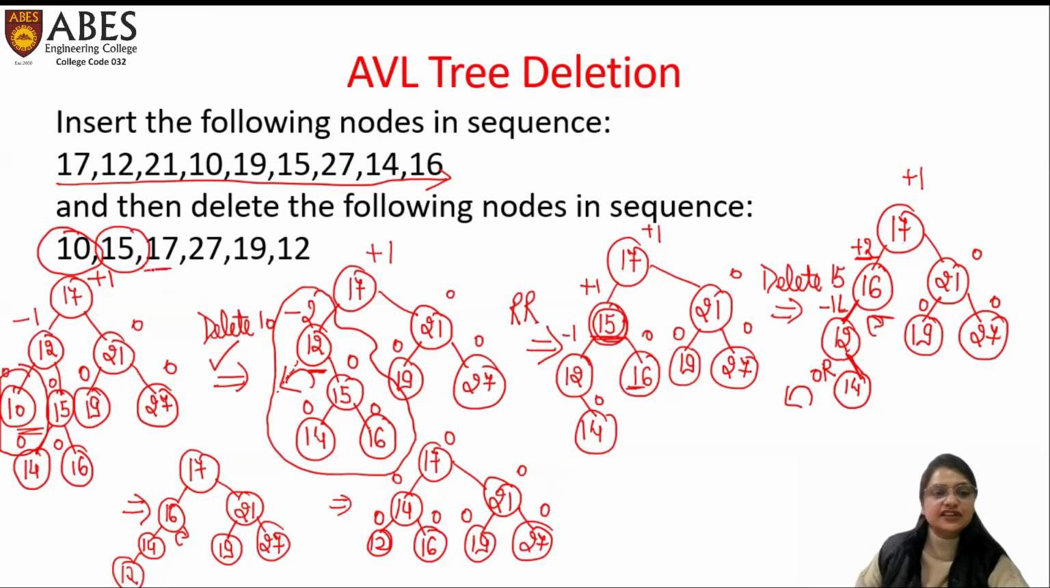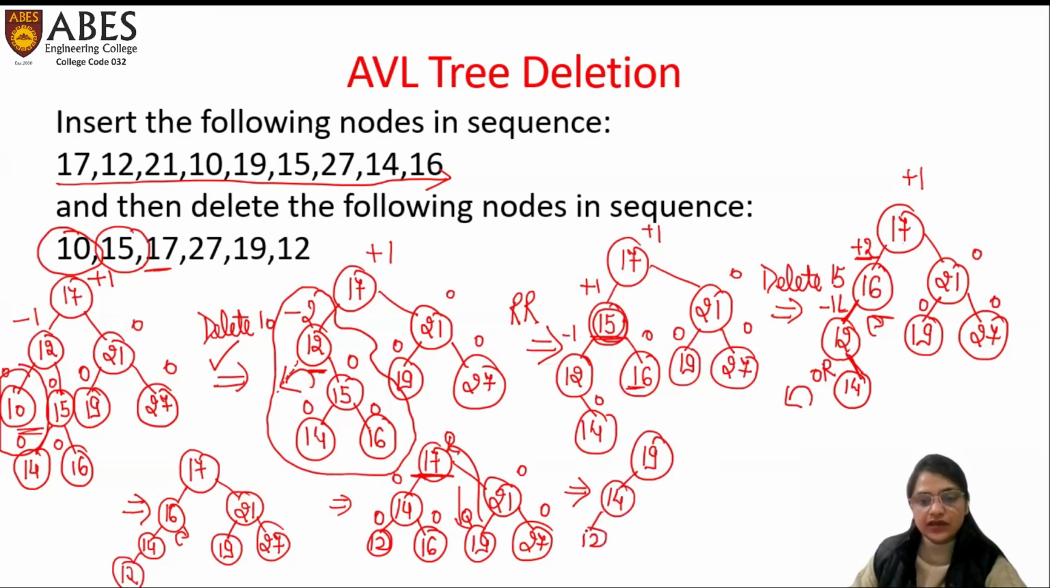Next element which needs to be deleted is 17. Before deleting 17, we have to analyze that 17 has two children, so we have to find its in-order successor, which will be 19. So 19 will come here, 17 will be replaced there, then 17 will be deleted. So the tree will look like this: 19, which is the in-order successor of 17, then 14, then 12, then 16, then 21, and then 27.